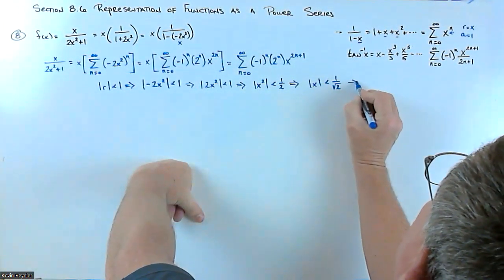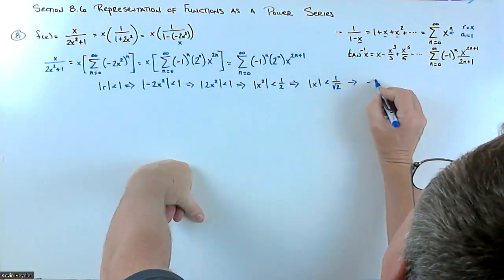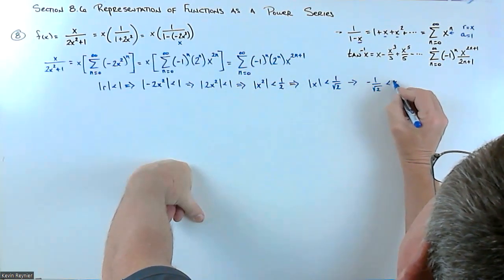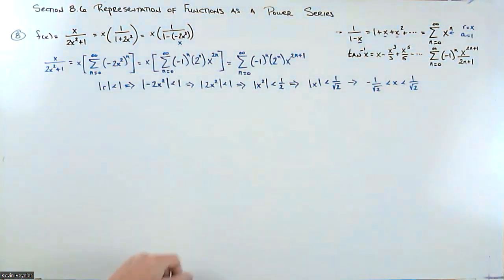So if we wanted to write our interval of convergence, right now we have -1/√2 is less than x is less than 1/√2. And so that's problem 8.